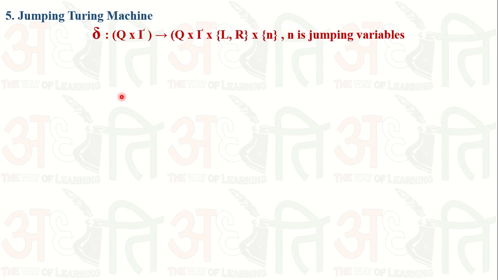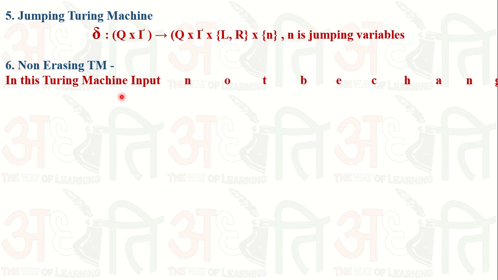Then similarly, the non-erasing Turing machine. Non-erasing means we cannot erase an input value and replace it with a blank. Erase here does not mean replacing with another string, but specifically with the blank value. So in this Turing machine, the input is not changed to a blank, and we cannot change any value to a blank in a non-erasing Turing machine.